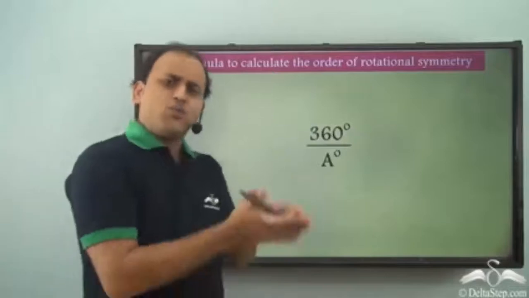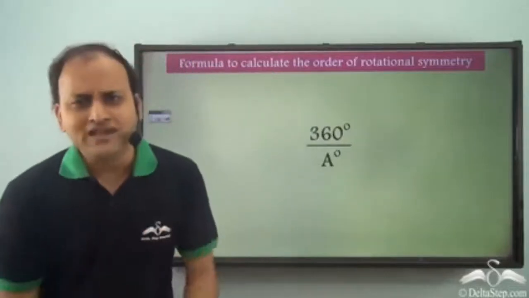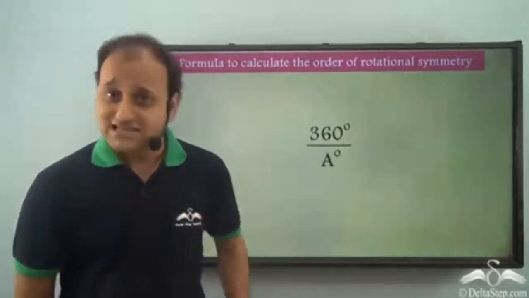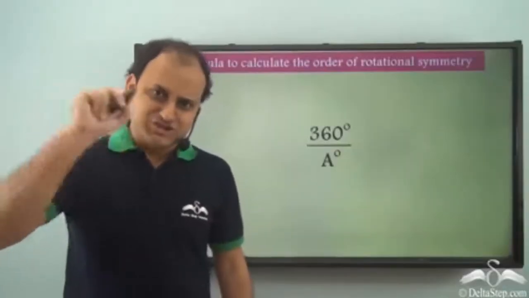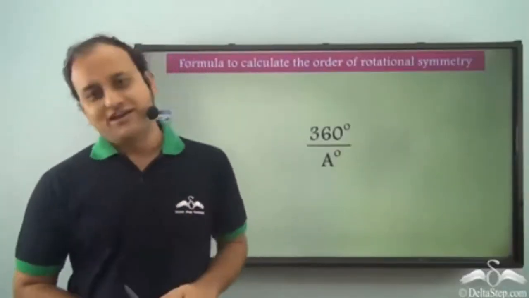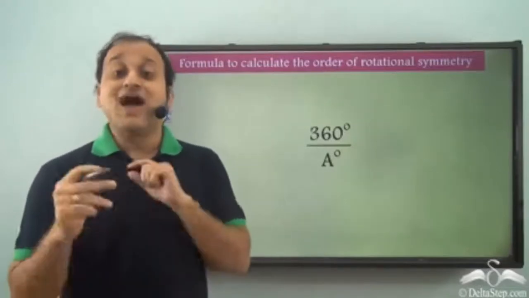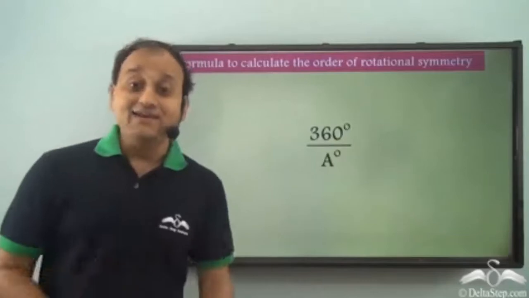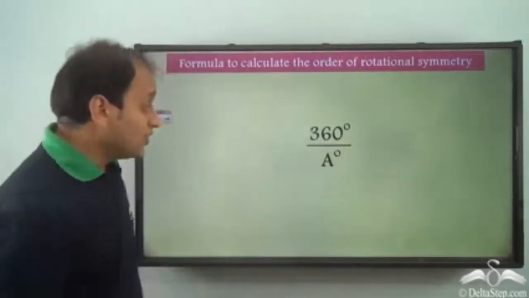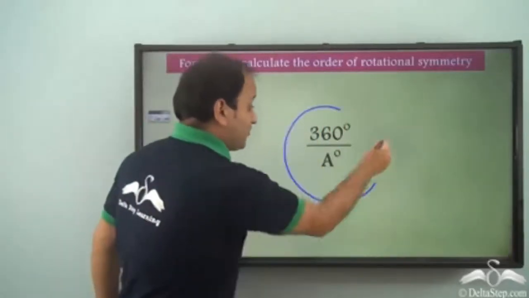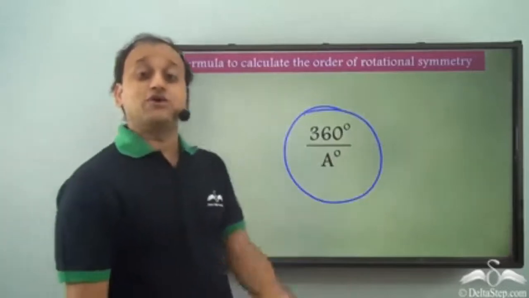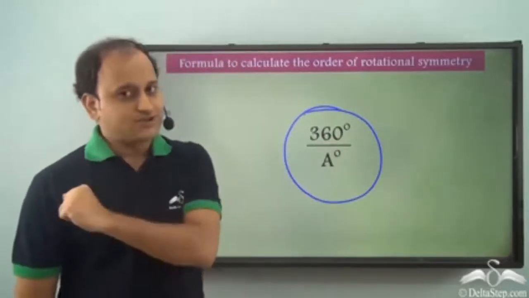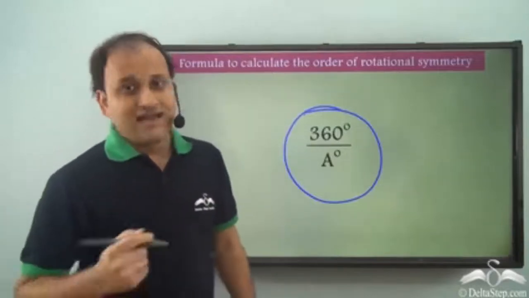Now the question is, what about an object which has too many arms or too many sides to count? It will take a very long time. So will you have to rotate it and check it every time? Not really. You just need to find the angle between two identical arms or two identical sides, and the angle which you get, when you put that into this particular formula, you will be able to calculate the order of rotational symmetry for that particular object. So let's understand this with an example.